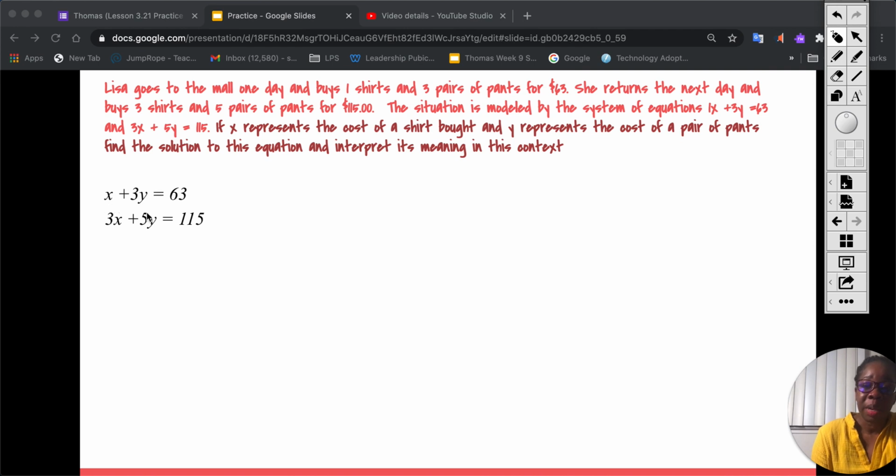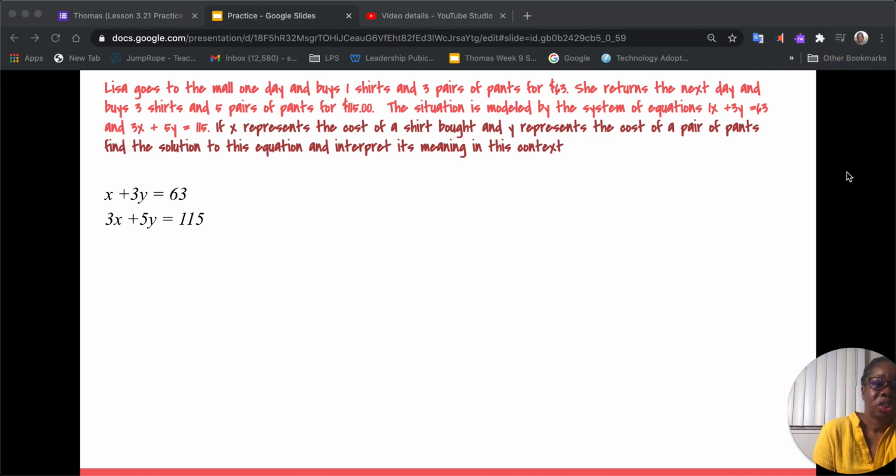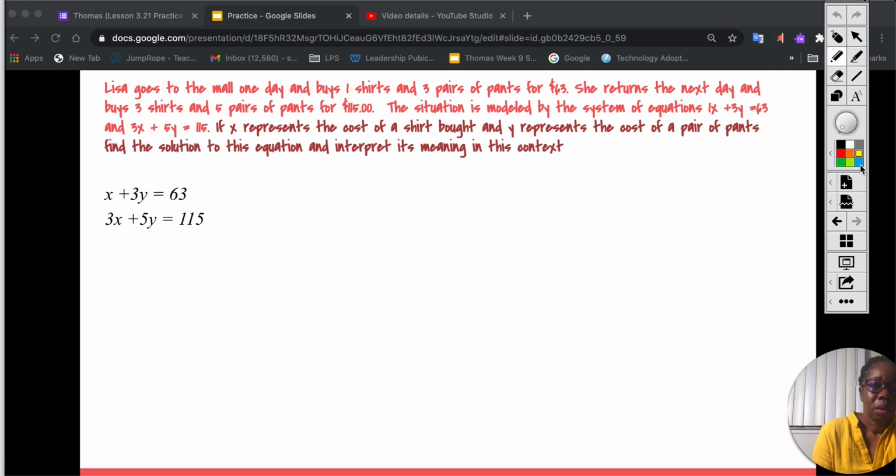So again, when we examine our system, we notice that we don't have any variable that is isolated, or a variable that's by itself. So let's go ahead and label our equations. So this is equation 1 and equation 2. And we notice that no variable is already solved for. So what we're going to do is solve for x from the first equation because it's the easiest one to do. It has a coefficient of 1. So let's go ahead and get started.